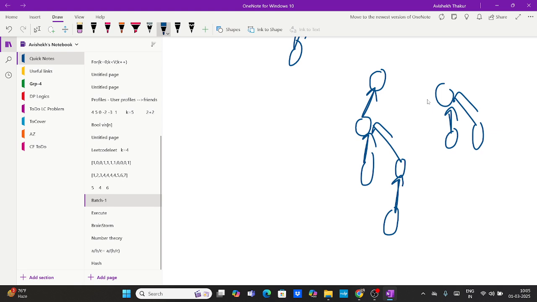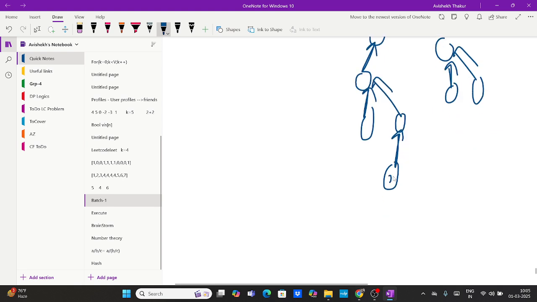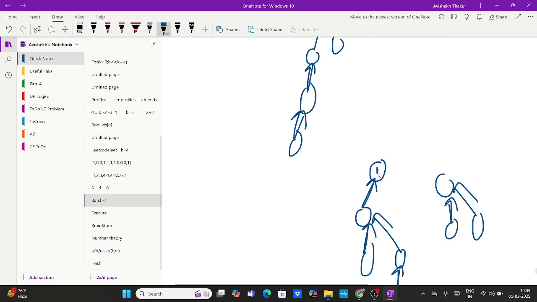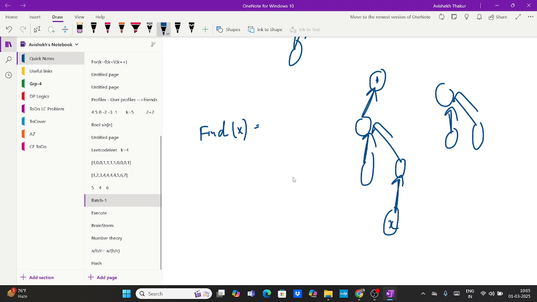we are merging something with something. Let's say this is x, and this is a. What is find of x? What should be returned here? It should return a, right? Now, let's say I am asking you multiple times: find of x, find of x, find of x. So what do you need to do?